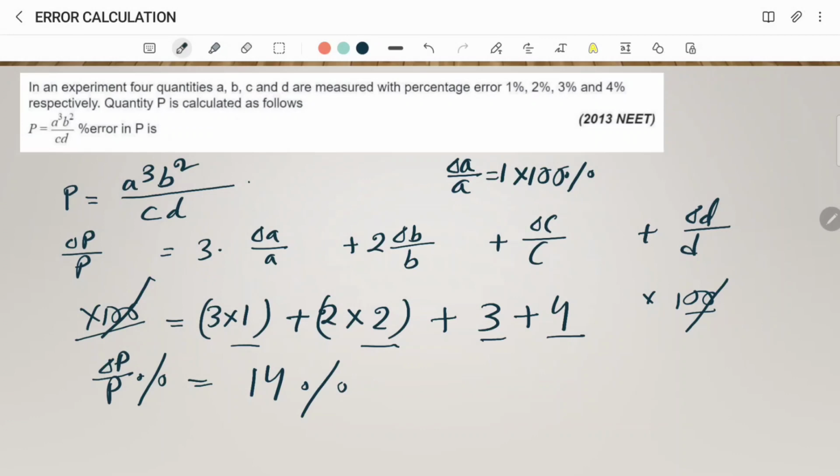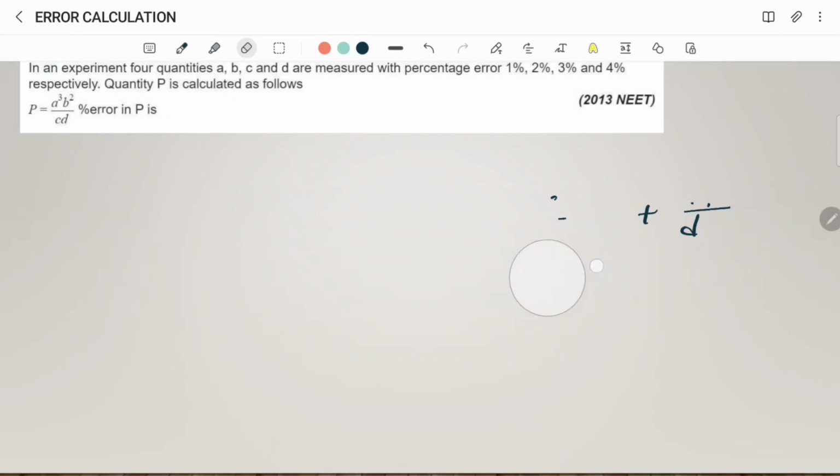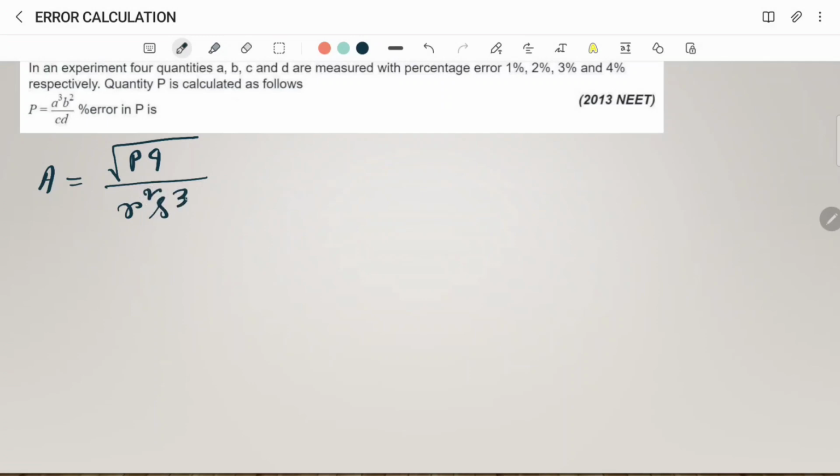Hope this is clear to you. Let us now take a little complicated example. Suppose a quantity is given. A is equal to root over P Q divided by R square into S cube. And the error in measurement of P is 1%.